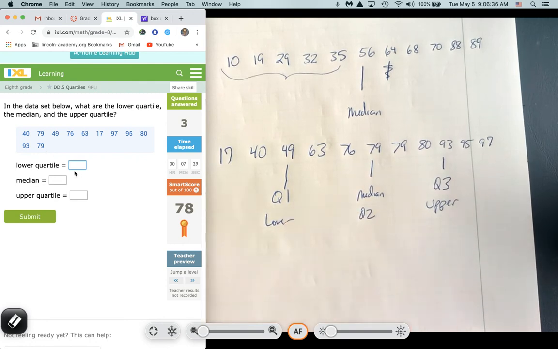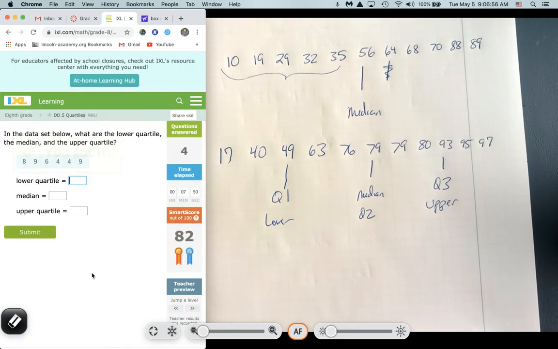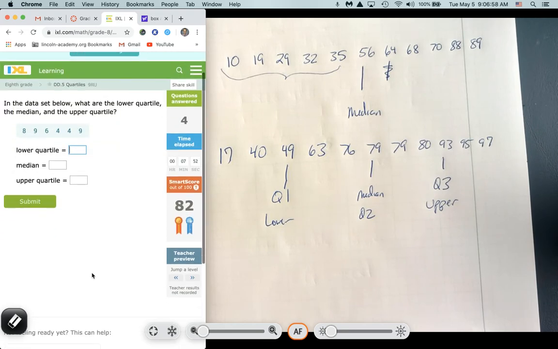So I come over here, my lower quartile is 49. My median is 79. And my upper quartile is 93. Luckily, I didn't have to find the average of any two numbers. This one came out to all be nice numbers in the data set.